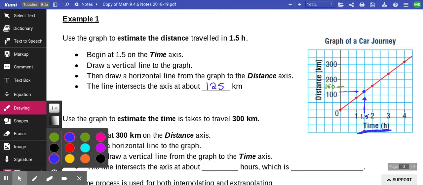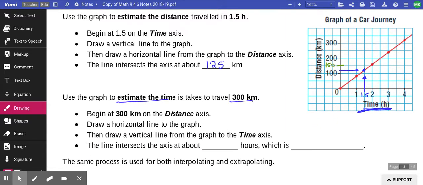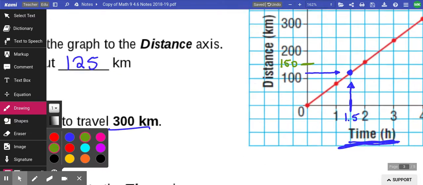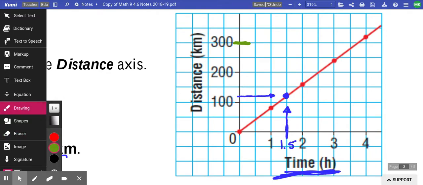All right, we could do this in reverse. So I could say, how long does it take if you've gone this far, which is what the second bullet point says. It says, estimate the time to go 300 kilometers. To do that, you look at your y-axis this time, and you find 300 kilometers. Looking at my y-axis, this is 300 kilometers. That nice green line that I just drew. That's 300 kilometers. I then go straight right until I hit my graph. And that will tell you where on your line you have 300 kilometers. Then you use that point to figure out what the time is.